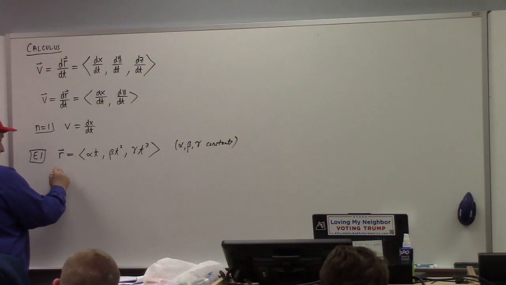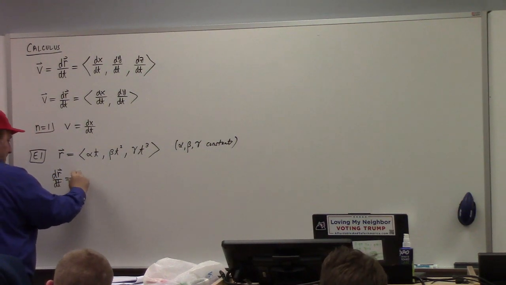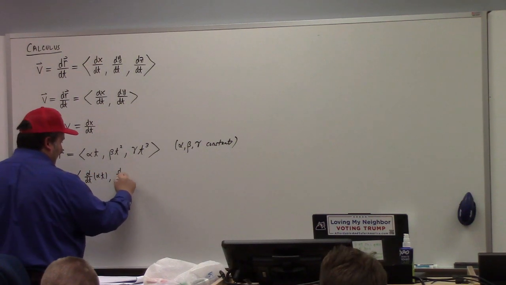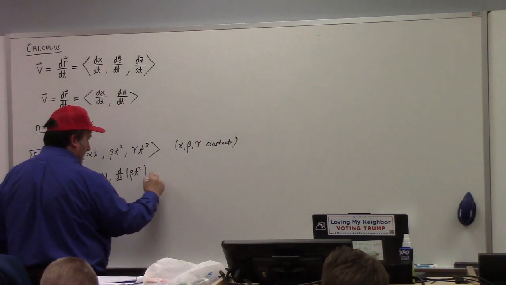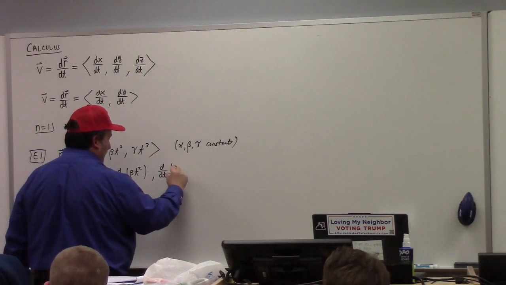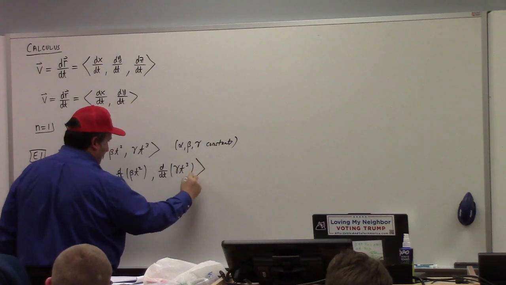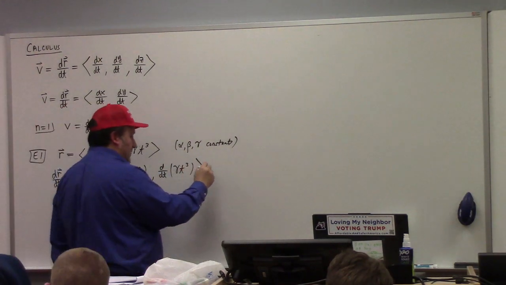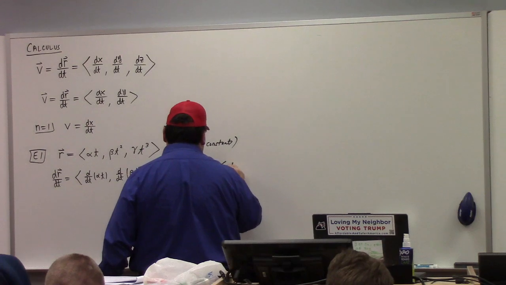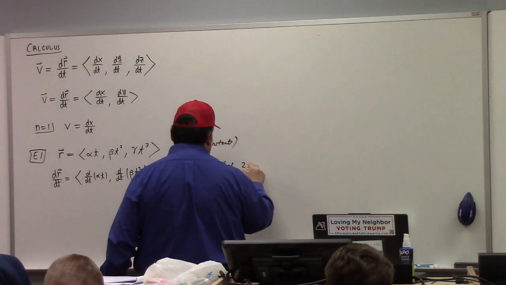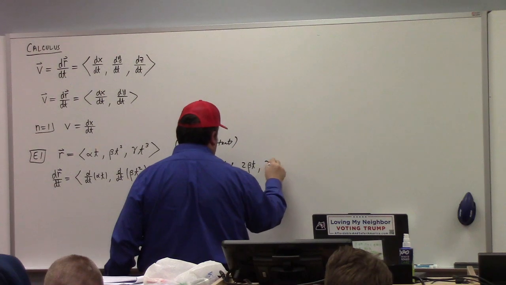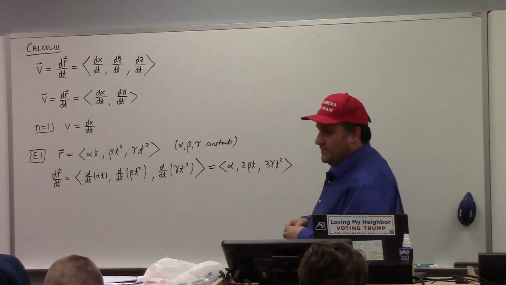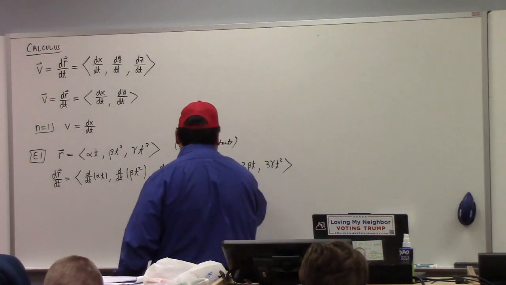And then we calculate dr/dt, and what do we get? So the rule is we just differentiate component-wise, all right? So you guys know how to differentiate. Not a big deal. What we got here? Alpha, 2 beta t, and 3 gamma t squared. So this is the velocity at time t.